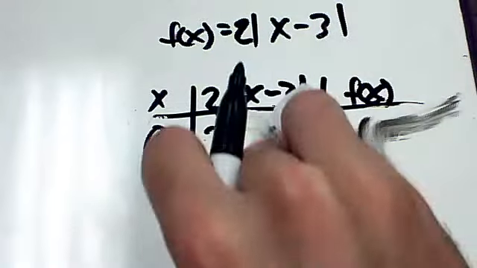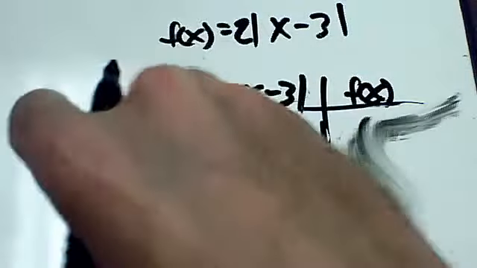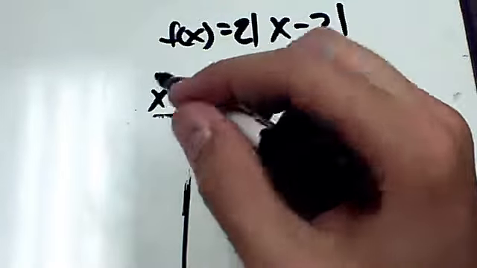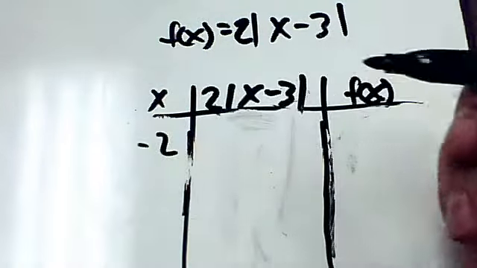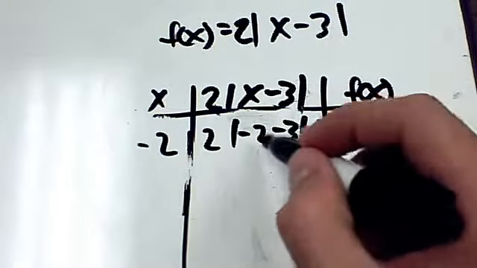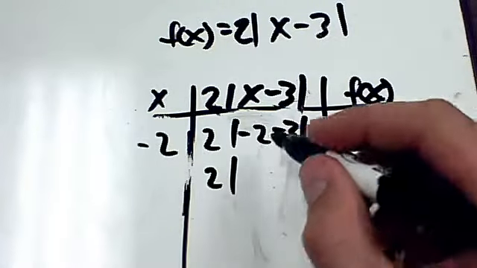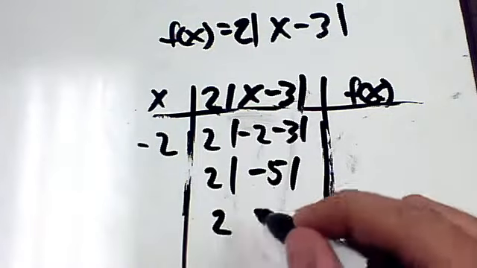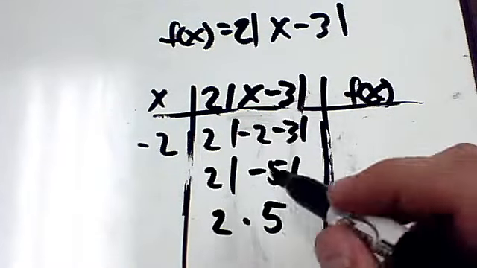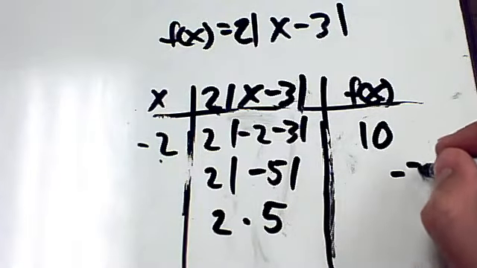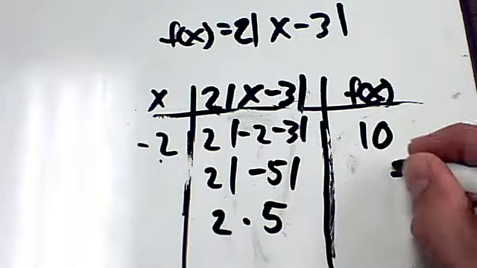Okay, let's try one more on this. If x was maybe negative 2, then we'd plug it in: negative 2 minus 3. Find the stuff inside first, so then we'd have 2 times the absolute value of negative 5. Take the absolute value, so we'd have 2 times 5, and 2 times 5 is 10. So when x is negative 2, f of x is 10, and if you want to graph it, it would be at negative 2, 10. That would be the coordinate point.